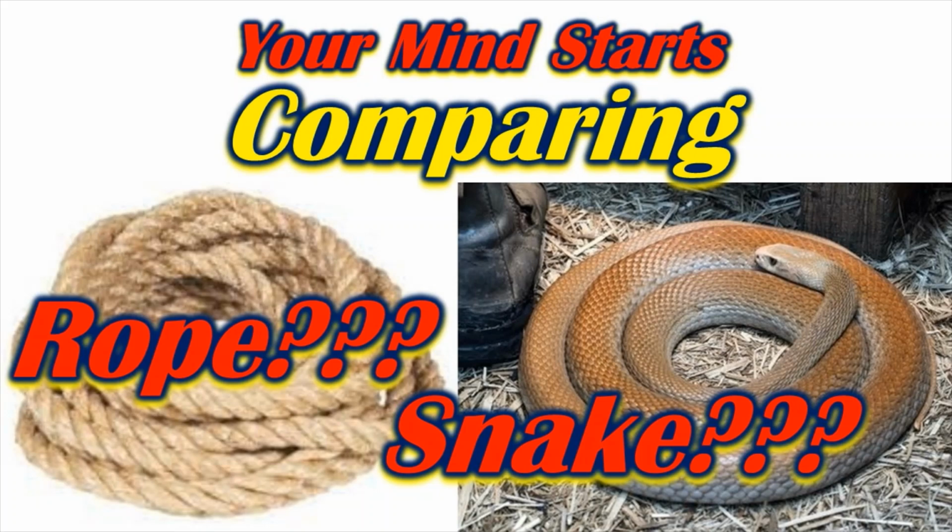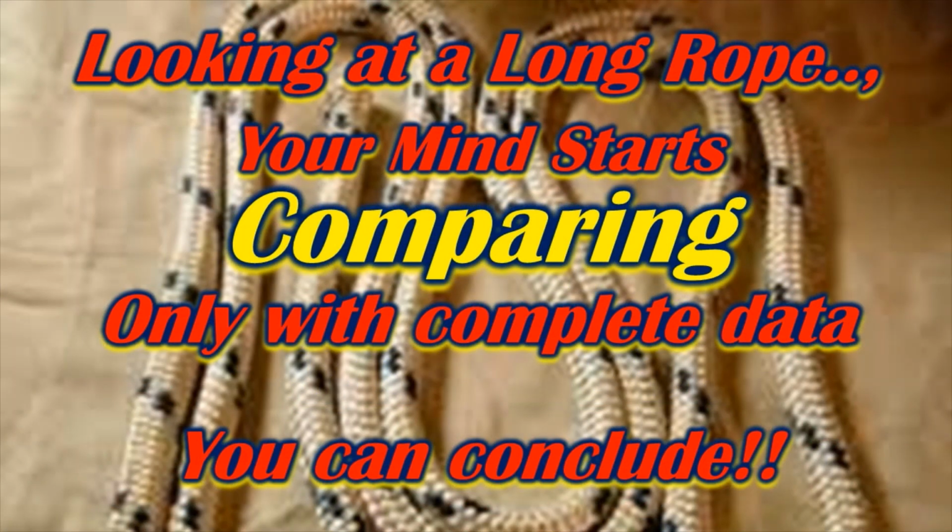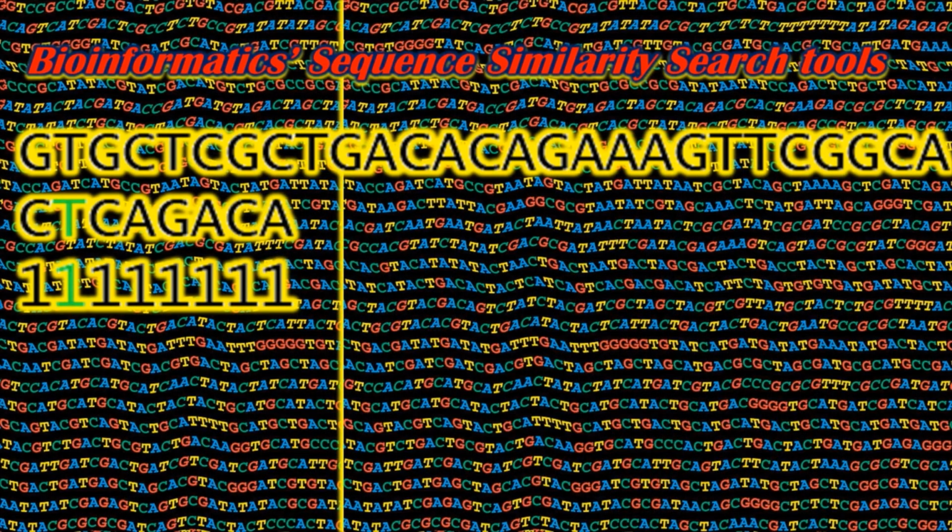So for doing a comparison, complete data is required, and hence all the data that is generated in bioinformatics is stored in databases. From this data, meaningful information is obtained. So you conclude finally whether it is a rope or a snake by comparison only, with the help of complete knowledge. That is what your mind does.